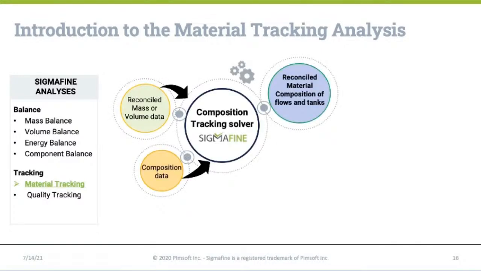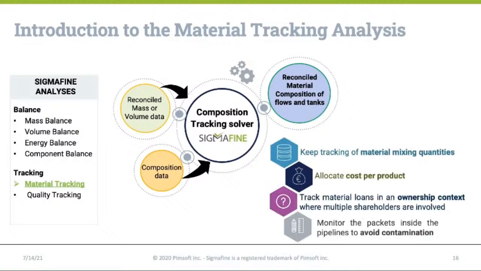This type of analysis uses the composition tracking solver, which brings in all the information such as mass and volume, the input material, and calculates the reconciled material compositions of flows and tanks. The results are then used to keep track of the material mixing qualities, allocate cost per batch, track material loans in an ownership context, or monitor inside the pipelines to avoid contamination.